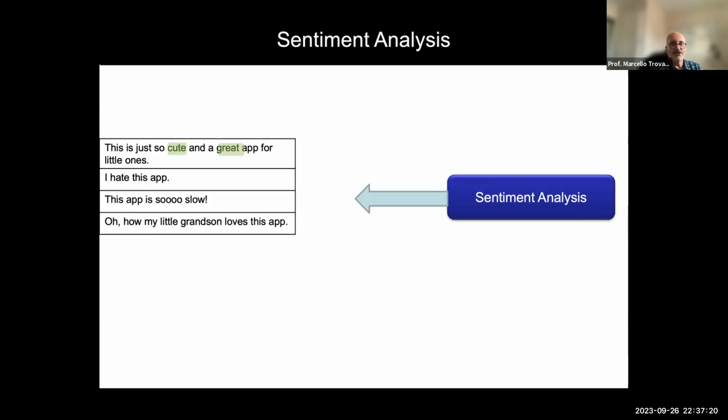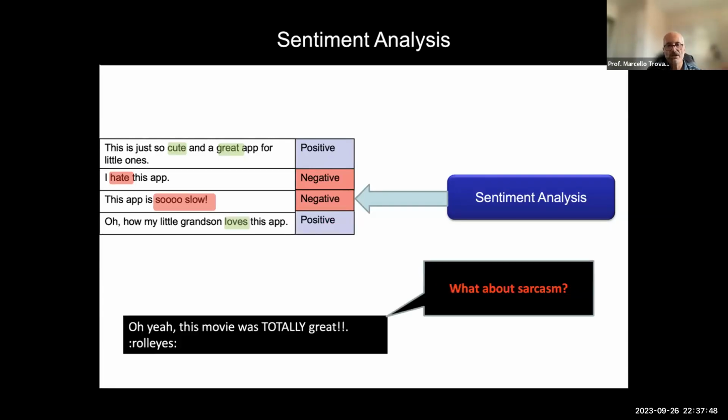So if I look at the first one, "this is so cute, a great app for little ones", it's clearly positive because we got cute, great, and that is associated with a positive attitude. Whereas we have "I hate this app", and that's negative because hate is associated with negative opinion. Or "this app is so slow", which is negative. Or "oh, my little grandson loves this app". Loves is associated with positive.